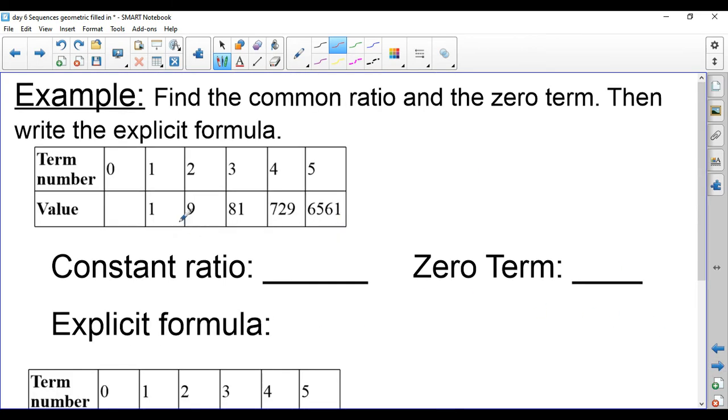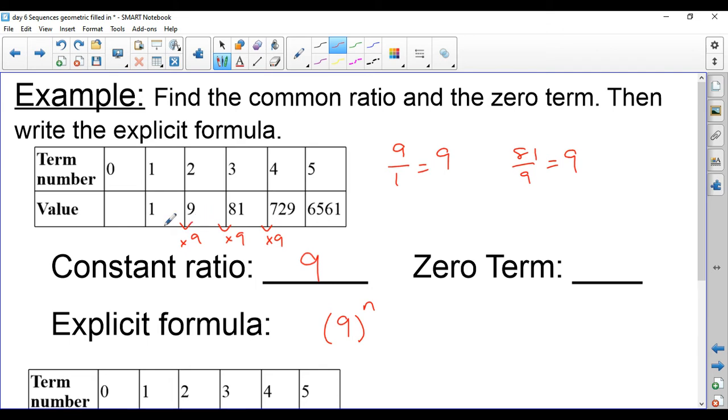Here's another example. I have 9 divided by 1 is 9. 81 divided by 9 is 9. And if I kept going, that ratio would be constant. It's a constant ratio of 9. I am always going to put the constant ratio in parentheses. That is very important if I'm plugging in a negative number, but we're going to do it for all the numbers to be consistent. So I go times 9 as I get bigger.